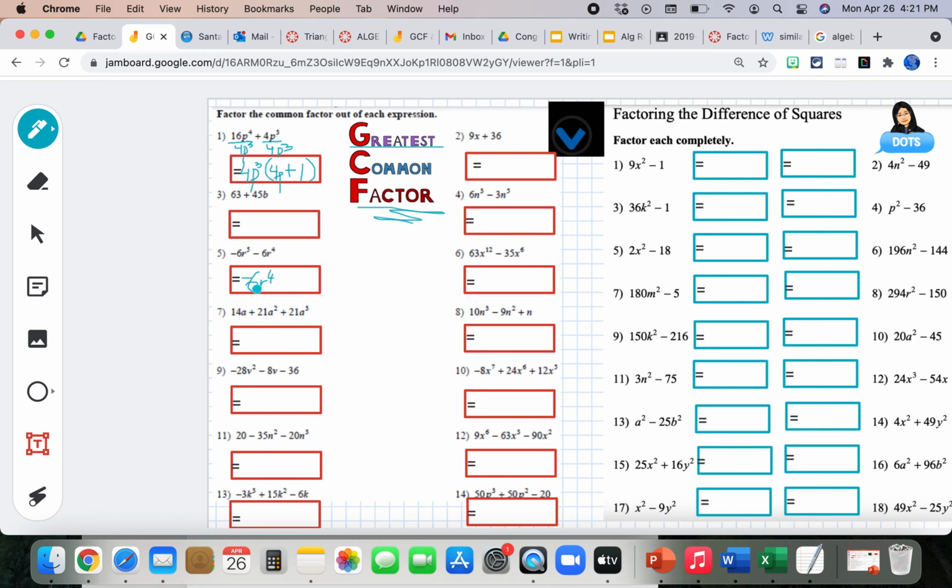Now, what you're going to do is divide this into both of these terms and see what you're left with, and you're going to put what you're left with inside a parenthesis. I usually like to say, okay, what do I multiply to get this? Because I'm better at multiplication than division. So I don't write the division like this, but I usually say, okay, what multiplied by this will give me negative 6? Well, it's going to be 1 because 1 times negative 6 is negative 6. What multiplied by r to the fourth can give me r to the fifth power?